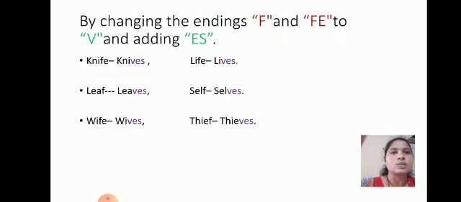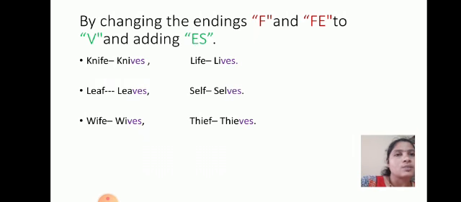Life. The word life also ends with the letters fe. So in plural form we have to remove fe and add ves. So it becomes life, lives. Leaf. The word leaf also ends with f. So in plural form we remove f and add ves. So it becomes leaf, leaves.